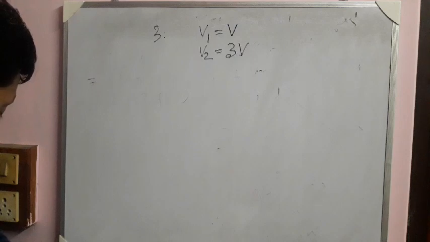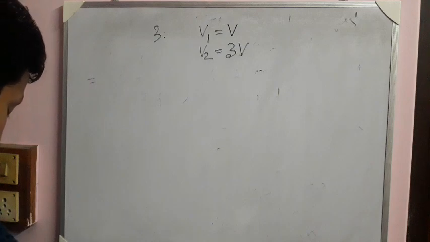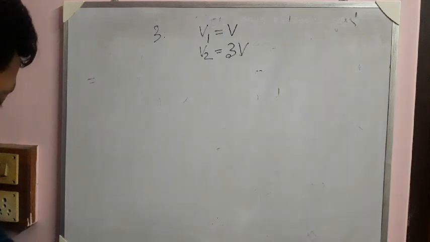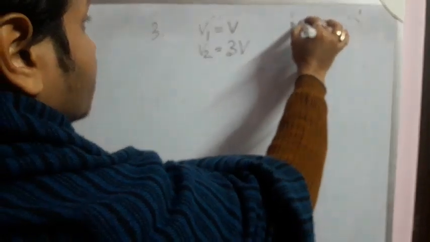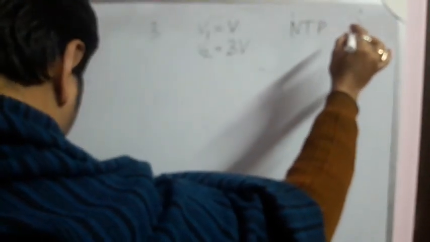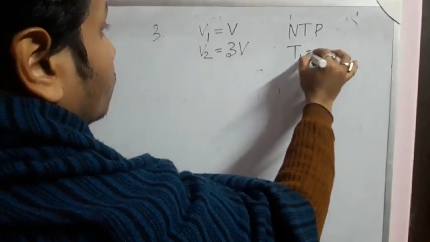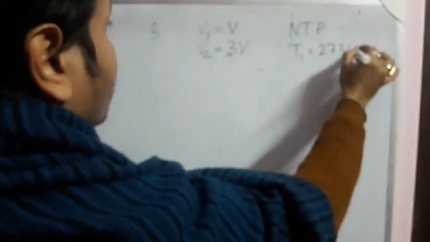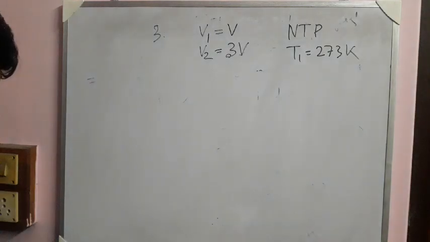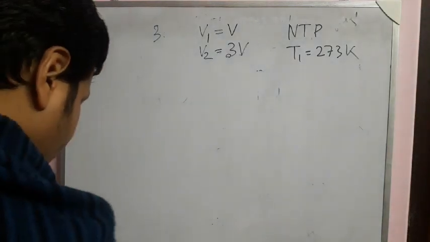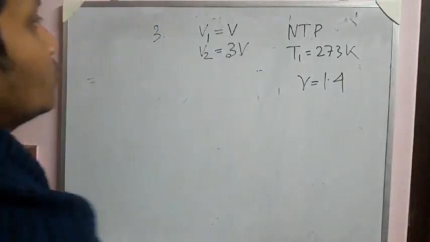Calculate the resulting temperature and pressure if gamma for the gas is 1.40. Okay, so given at NTP, so that means T1 is given. At NTP we all know T1 is 273 Kelvin. So calculate the resulting temperature and pressure if gamma is given 1.4. That means we have to find out T2 and P2.